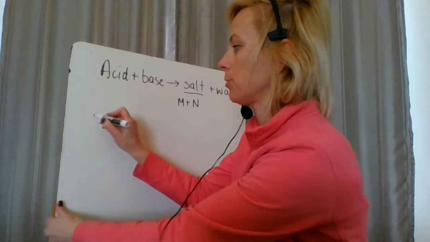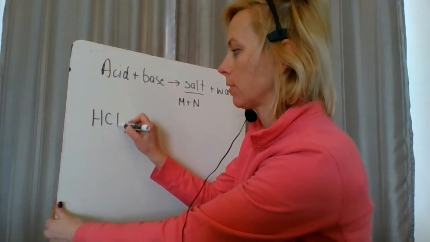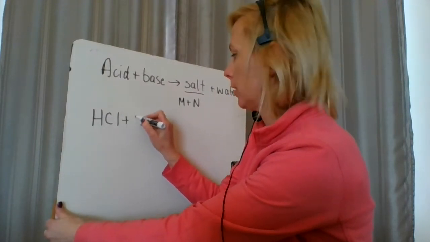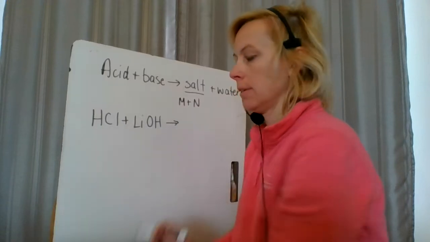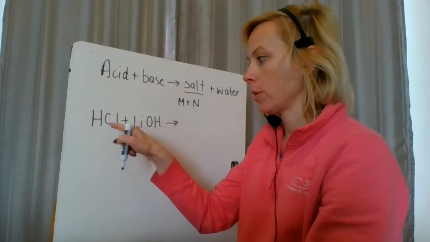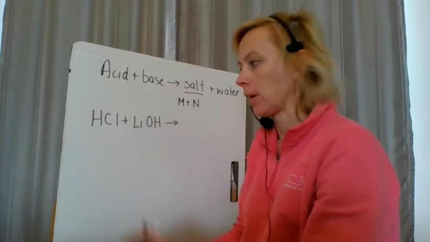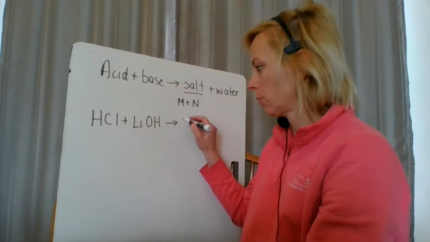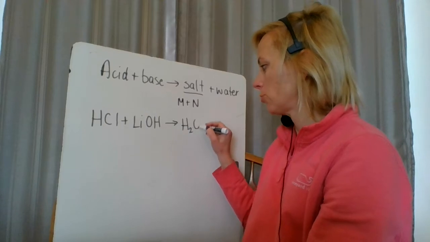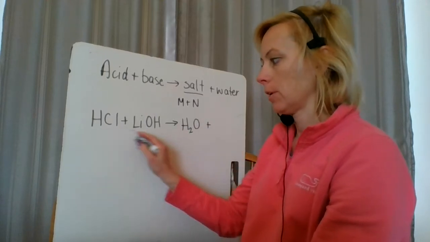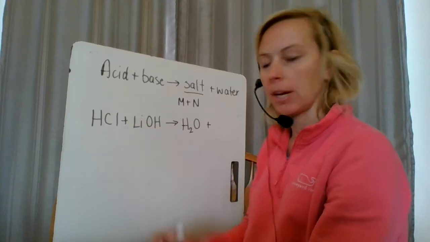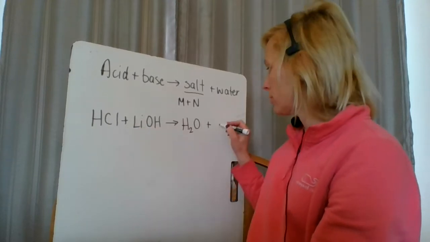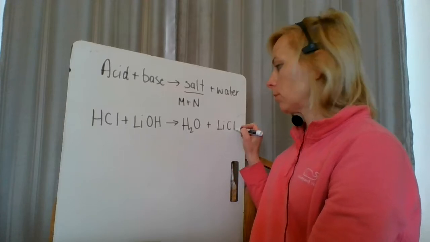So the first example I'll do with you is hydrochloric acid, so HCl, plus our base, lithium hydroxide. So in this, you're going to make a double replacement reaction. So you're going to get HOH. Another word for HOH is water, H2O. So HOH. And then when lithium and chloride come together, you always write the metal first. So it's lithium and chloride.